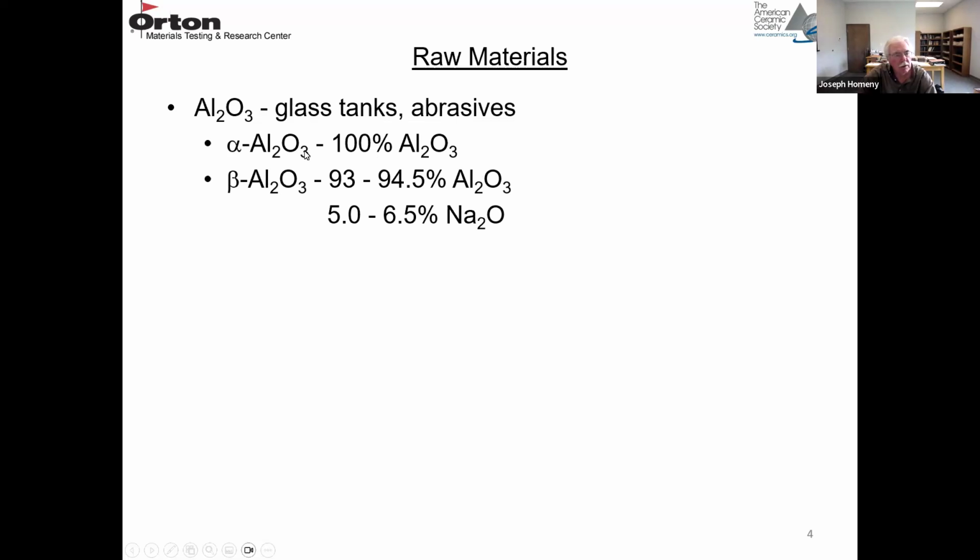Al2O3, there's alpha alumina, and we also mentioned beta alumina, which has the sodium present. So alpha alumina is approaching 100% alumina, and then beta alumina is roughly 94% alumina and about 6% sodium. These also line glass tanks because the alumina has good corrosion resistance, but they're also used as abrasives. So the cast blocks are crushed and they can be used as abrasives because they're very hard materials.